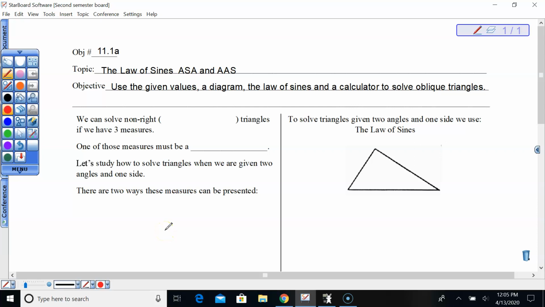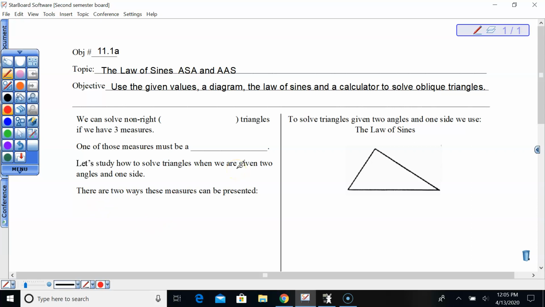So today we're going to be studying how to solve non-right triangles, and there's a number of ways to do it. We're going to start off with the easiest method for solving non-right triangles, and that's to use the law of sines. When you're given angle, side, angle, that just means that the side that you're given is in between the two angles that you're given, and angle, angle, side, which means that you have two angles in a row and then a side on one side of those angles.